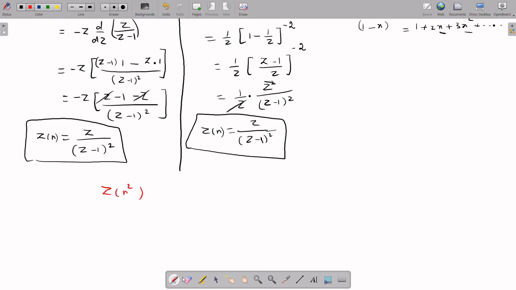And how will you write z transform of n squared? N squared can be written as n into n, isn't it? N squared can be written as n into n, or you can write using the property. We just now use the property here.